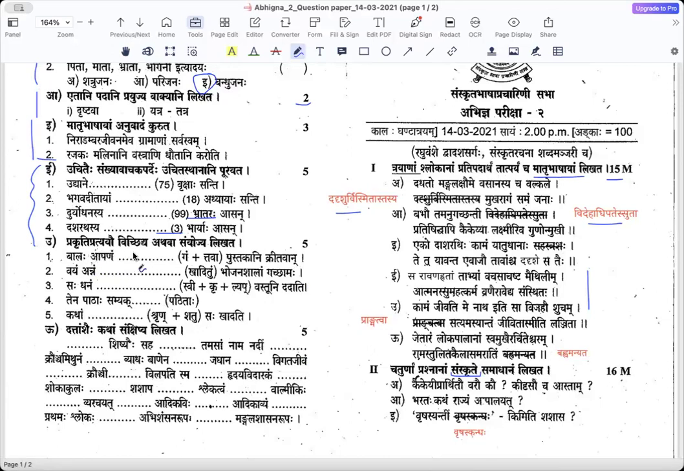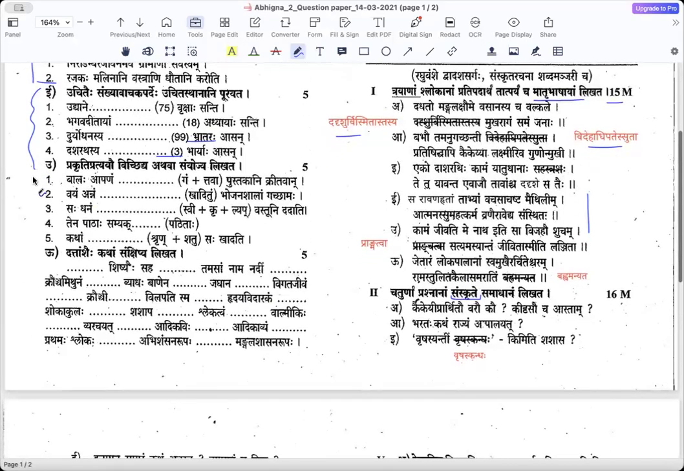Next one. Prakriti pratyayo vichidya athava samyojya likhata. For these you don't need to write the entire sentence in your answer sheet. You just need to write gamu plus tva, gatva. Khaditum is equal to khad plus tumun. Swikri lyap is equal to swikritya. Just write this alone in your answer sheet. You don't need to write the entire sentence. There's no choice in this.